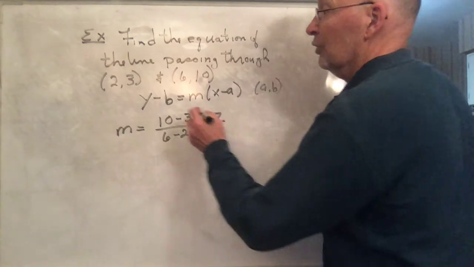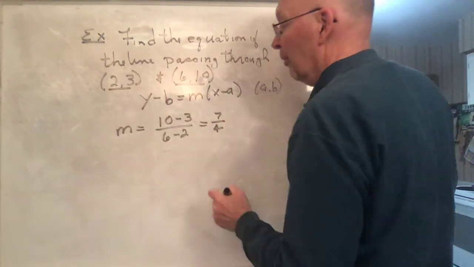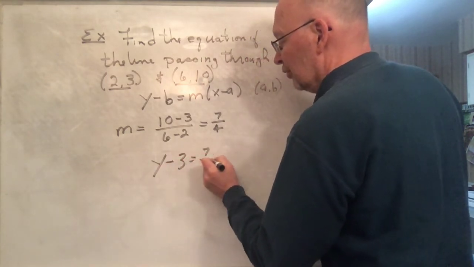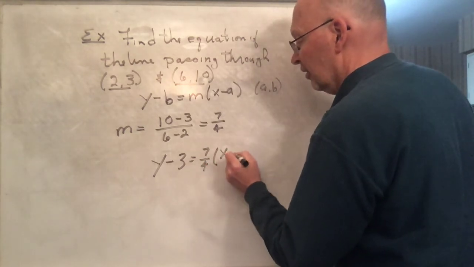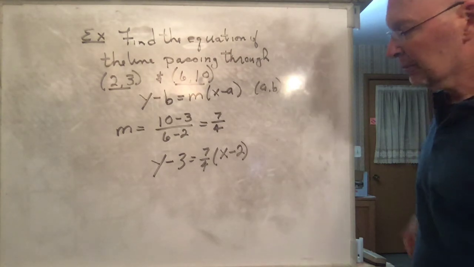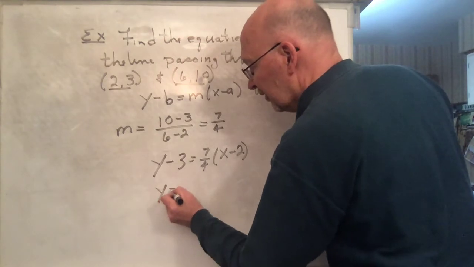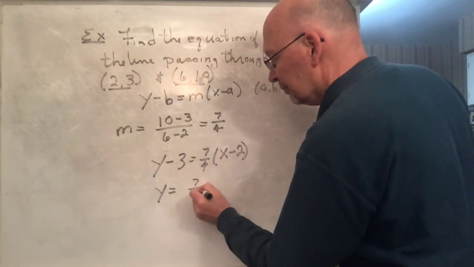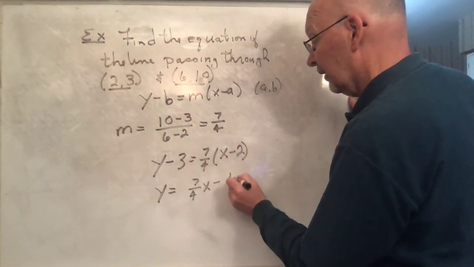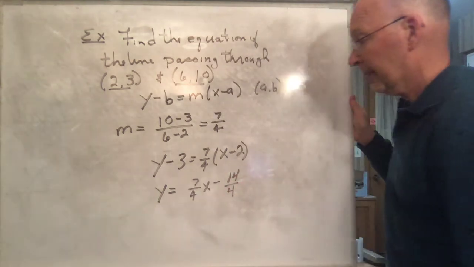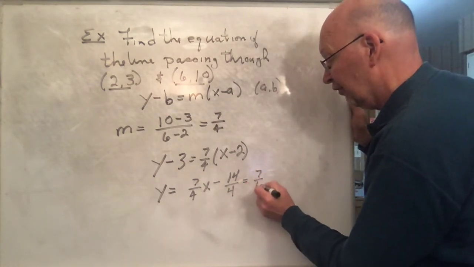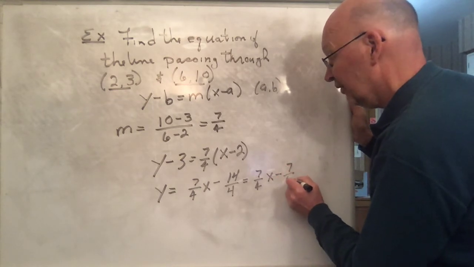Once you have the slope, you can use either one of these points. Might as well choose the one with smaller numbers to find the equation of the line. So it's going to be y minus 3 is equal to 7/4 times x minus 2. And so there's the equation. Quite often you want to solve it for y. So to solve it for y, let's multiply through, you're going to get 7/4 x, and then 7/4 times negative 2 is going to be negative 14/4, which is negative 7/2.